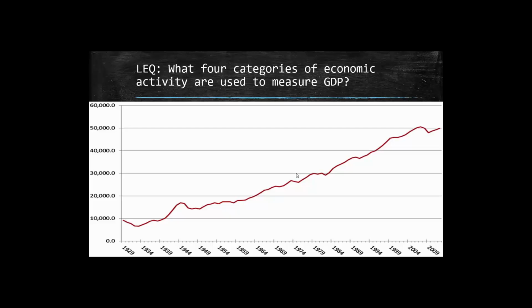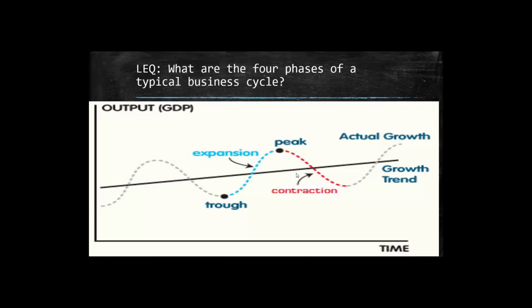Now I want you to take a look at this graph and compare it to the business cycle graph. So here's the business cycle graph, and doesn't that look fairly similar to GDP? This black line right here, which I didn't explain in the business cycle video, represents the actual growth trend, aka GDP. So when you're looking at GDP, there are good times and bad times, even though GDP is rising. Remember that GDP is related to the business cycle and vice versa.